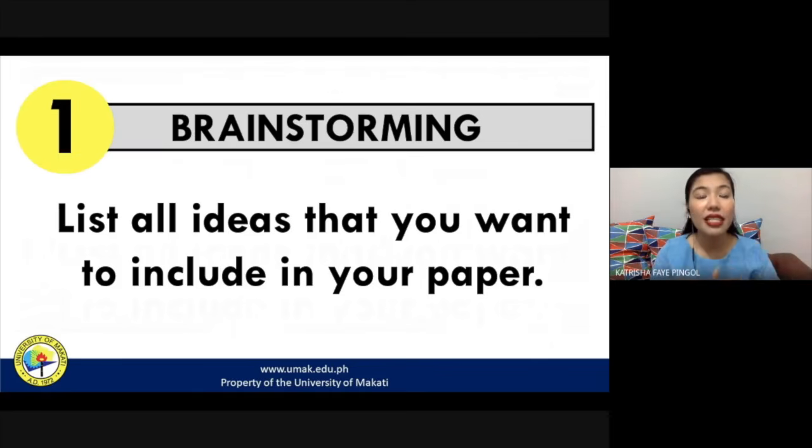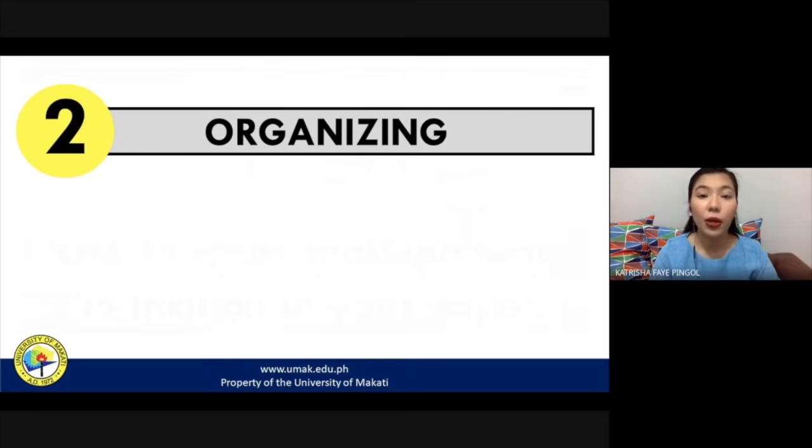Now, these ideas that you're going to list down, they have to come from multiple sources. Okay, so it could be from different people, it could be from different material references. So list down all the ideas that you want to include in your paper. The second step is organizing.